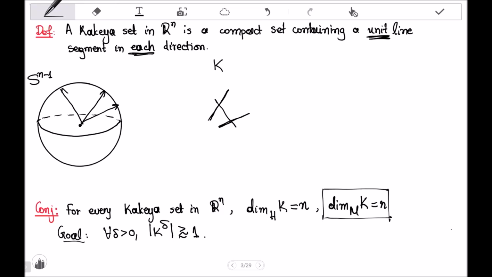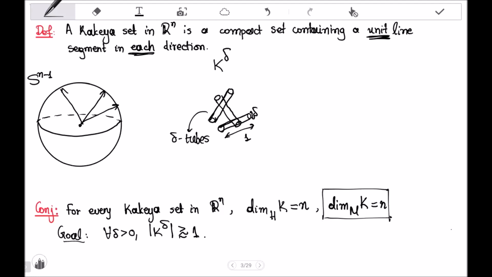And let's just try to understand the delta neighborhood of the set a bit better. So here is K, I look at K delta. Every line segment of length 1 that the set contains will be turned into a delta cube, as we call it. So a cube of cross-section delta, so delta in radius, and the length will be 1. All of these are called delta cubes. They all have the same size, the same dimensions.